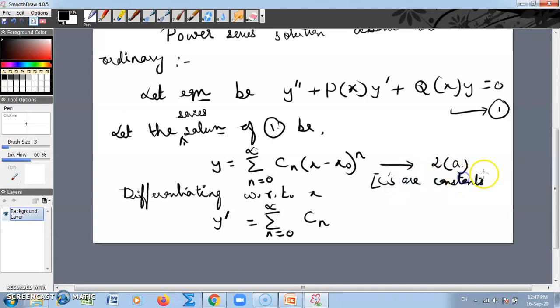The C's are constants, and since I am differentiating with respect to x, we will remember that x naught is a constant. It may be 1 or 2 or something, or 0, like that. So this is n (x minus x naught) the whole to the power n minus 1. So this is 2b. Please note down carefully.